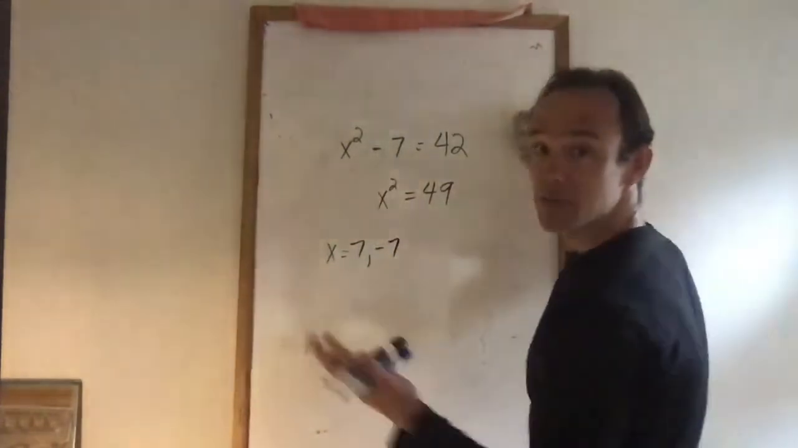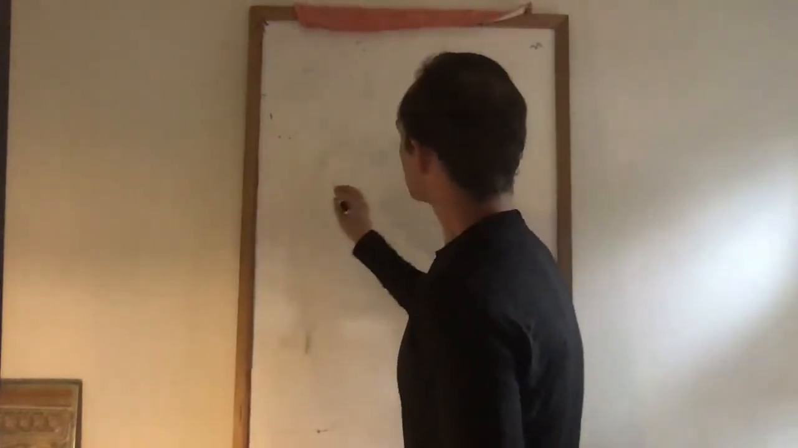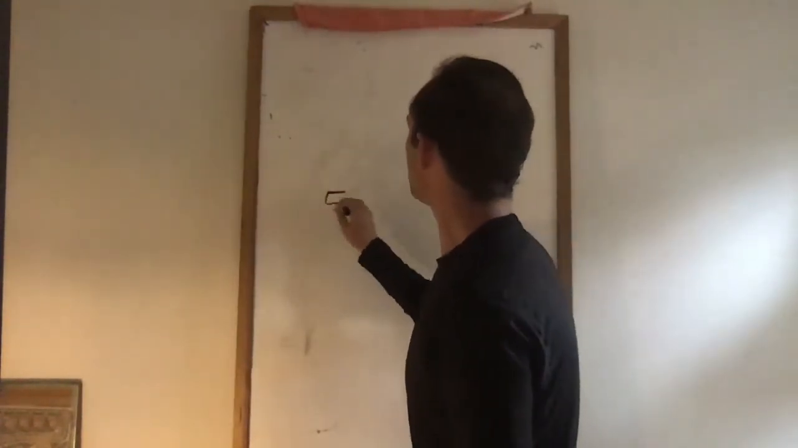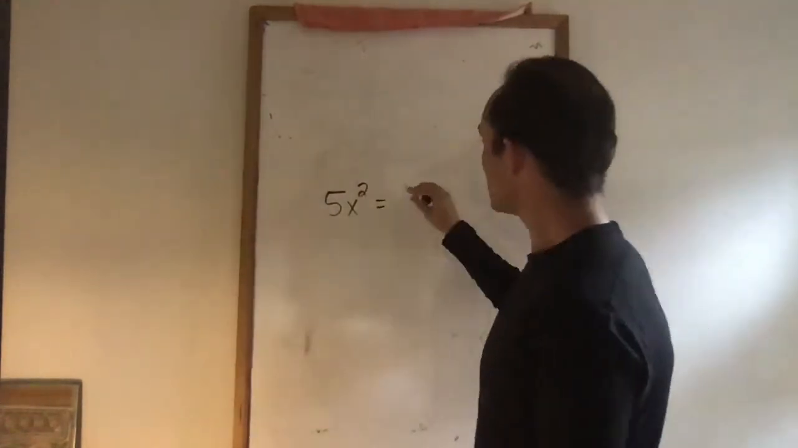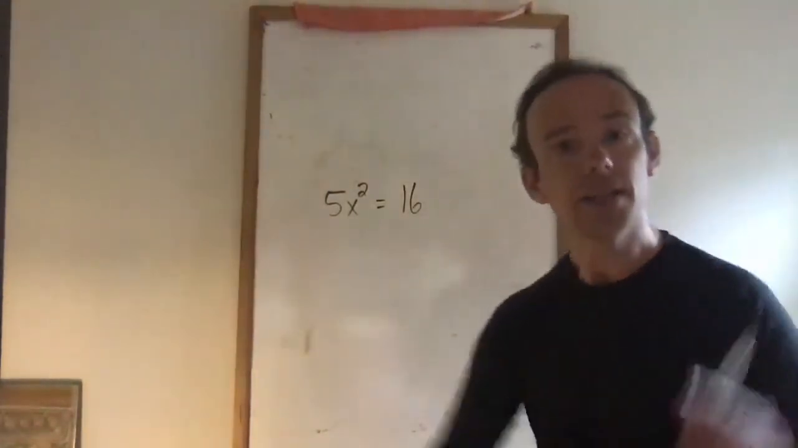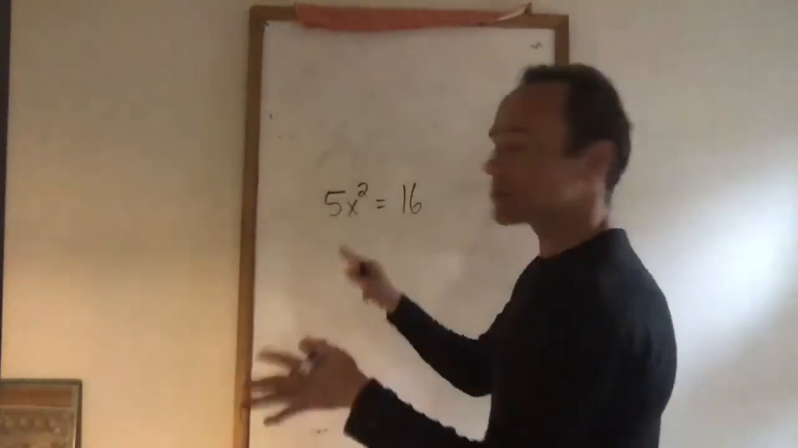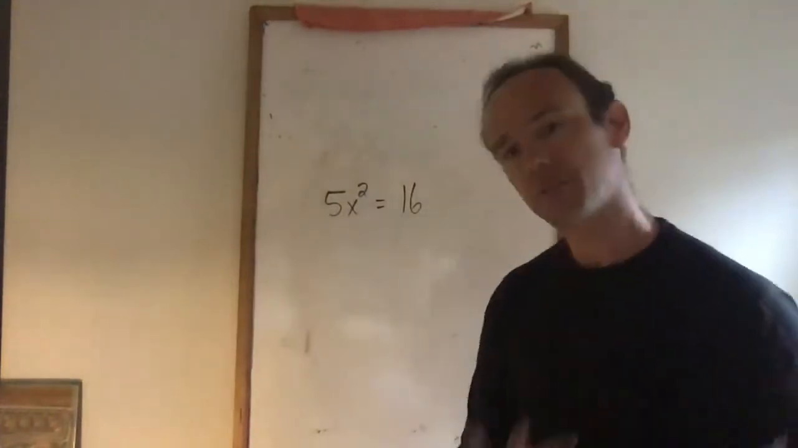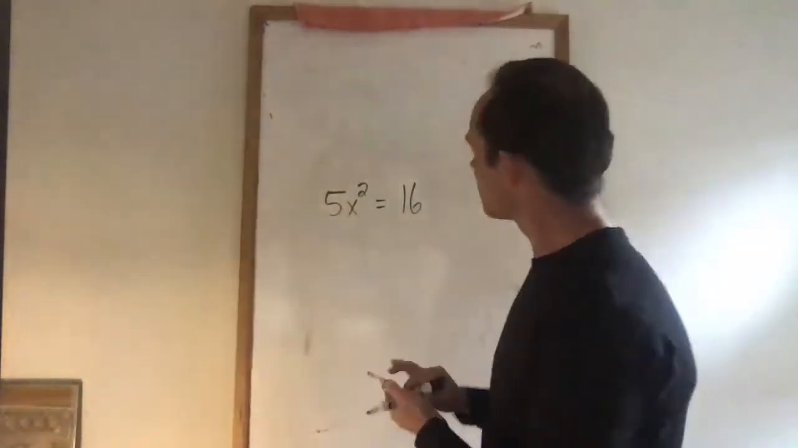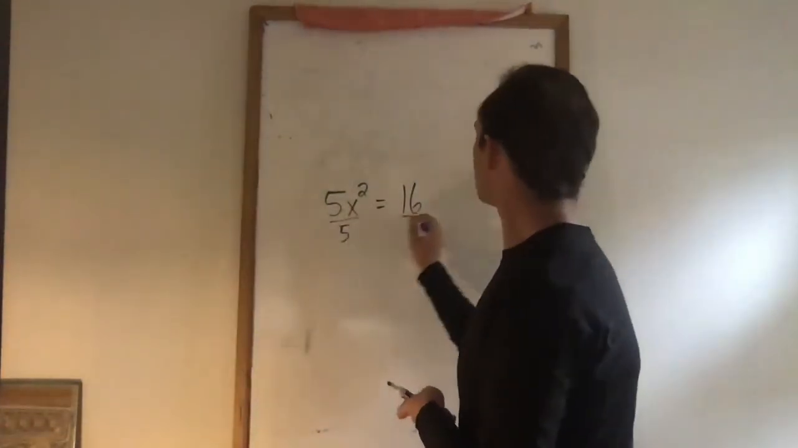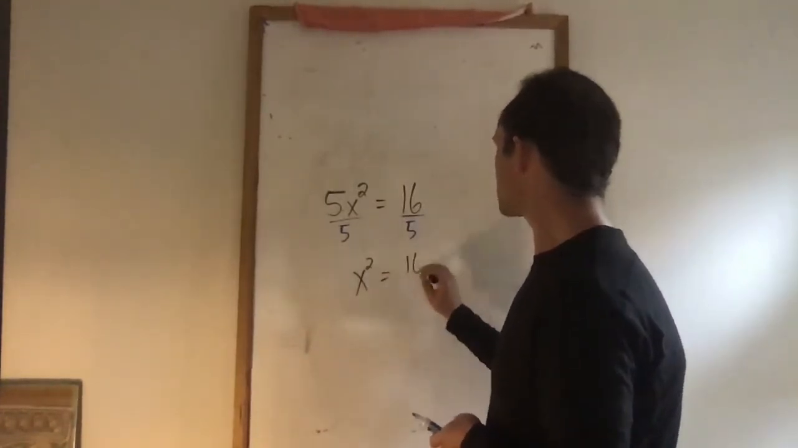All right, that's beautiful. Let me give you another example. Let's go 5x squared is equal to 16. Again, still a level 1 because it's something squared. But to get the x squared by itself, I have to divide by 5. Okay, that's fine. I'll divide by 5. So we get 16 over 5.